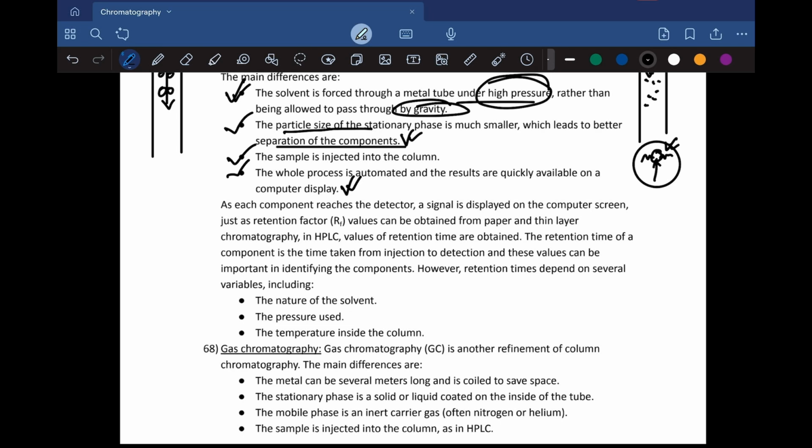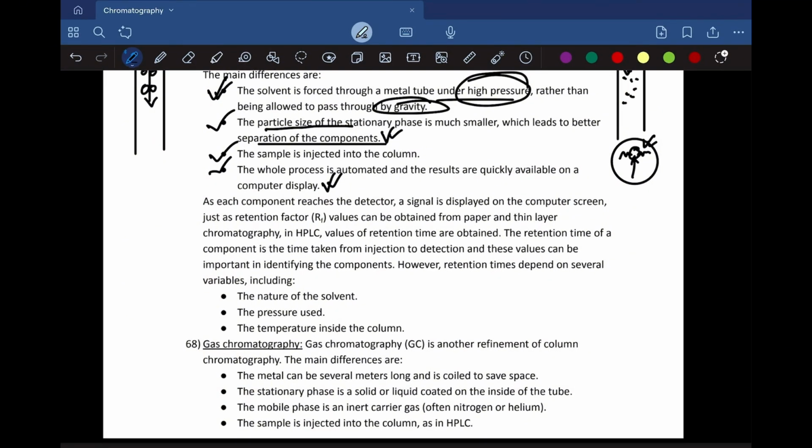Now we have learned about the retention factor previously, in paper chromatography. Now we will go through the retention time. So what is actually retention time? Here we will be going through a retention time.